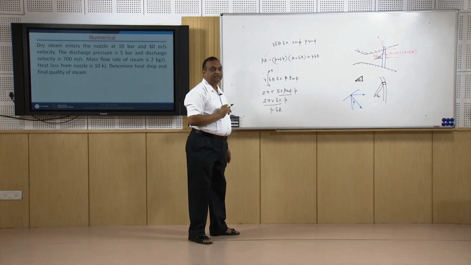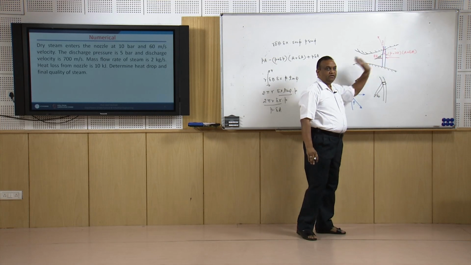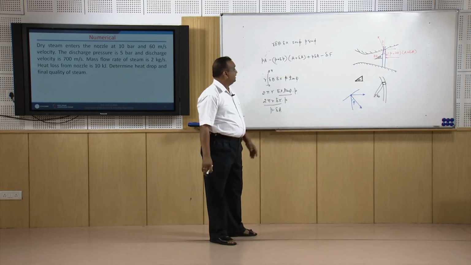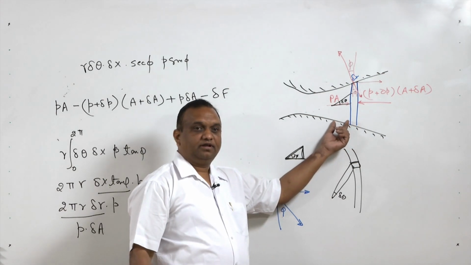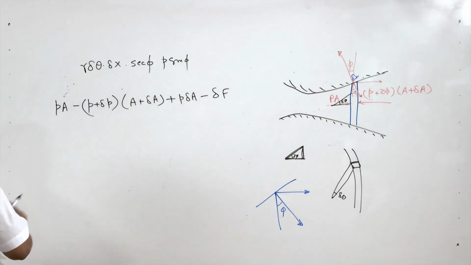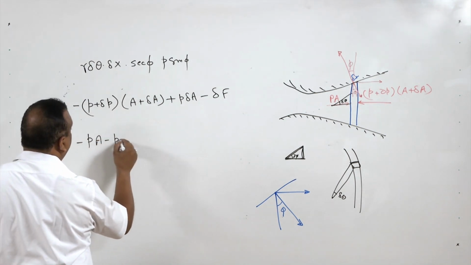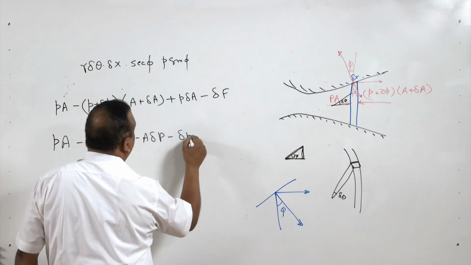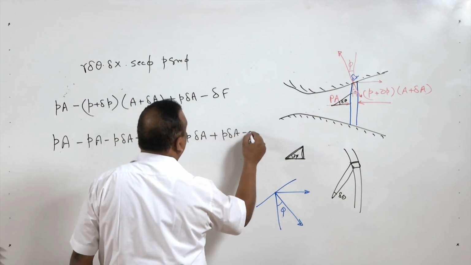Now the third force we will consider is the force of friction, which is opposing the movement of the flow in this direction. We do not know this force, so that is going to be minus delta F. So that is the net force working on this element. Now we will simplify this equation: PA minus P delta A minus A delta P minus delta P delta A plus P delta A minus delta F.